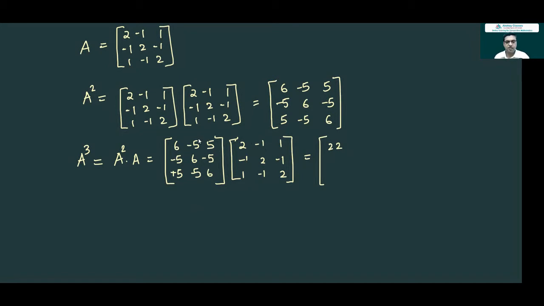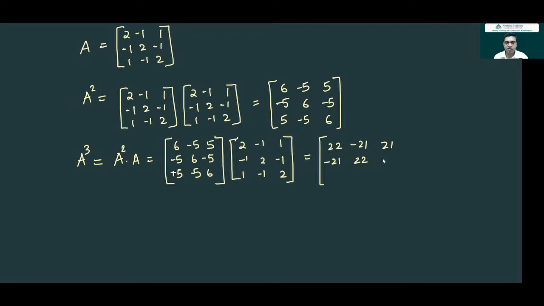Minus 6, minus 10, minus 5. So minus 6 minus 10 is minus 16, minus 5 is minus 21. Next, 6 plus 5 plus 10, 21. Then based on this, we can again deduce minus 10, minus 6, minus 5, minus 21. Then 5 plus 12 plus 5, 22.